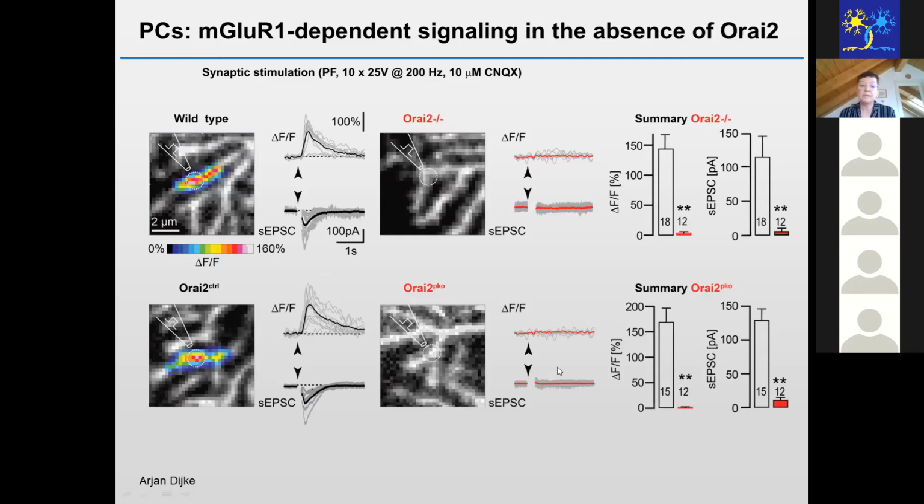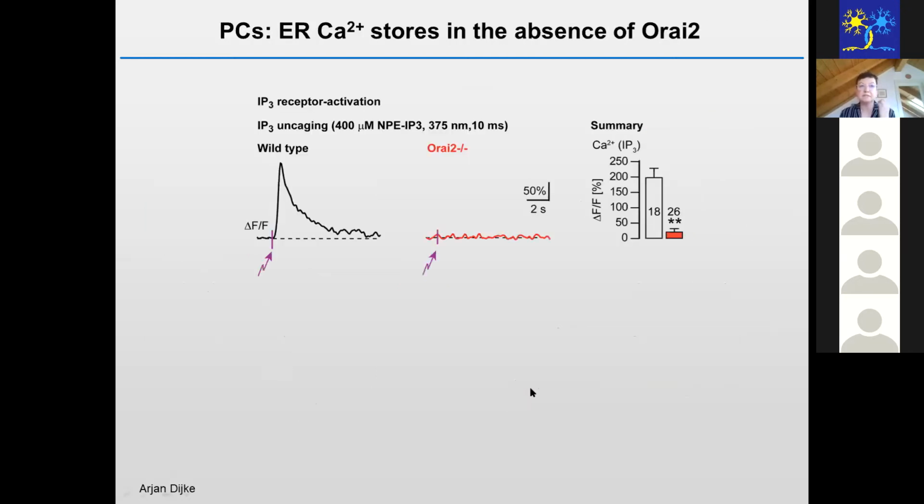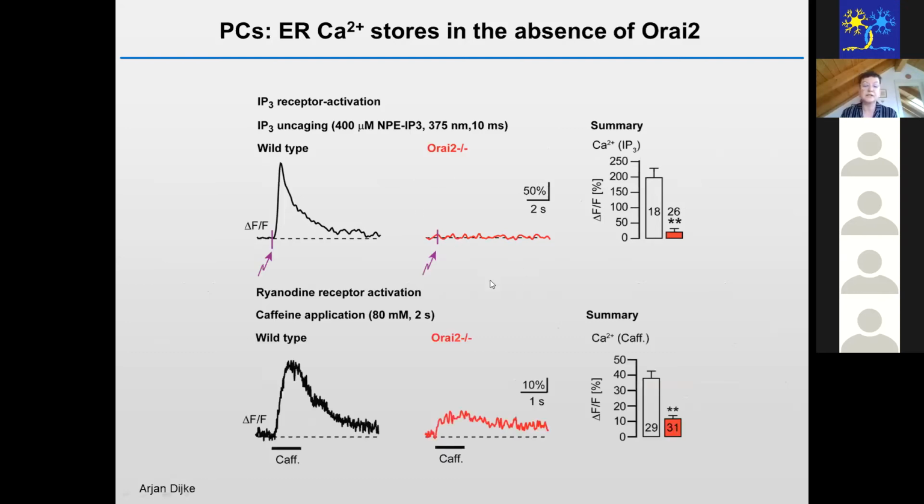So the conclusion was, of course, that STIM1 and Orai2 interaction is required for a normal replenishment of ER calcium stores, and this was corroborated, again with IP3 uncaging. In the absence of Orai2, there was no IP3 evoked signal, and also the cells were not responsive to caffeine application.